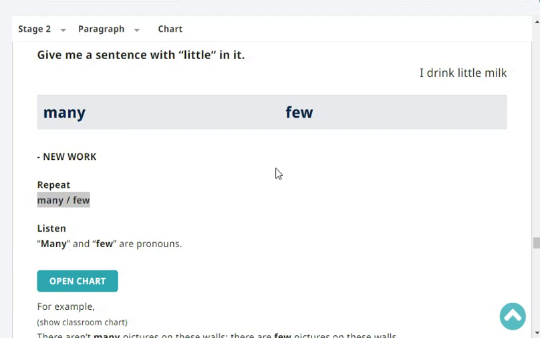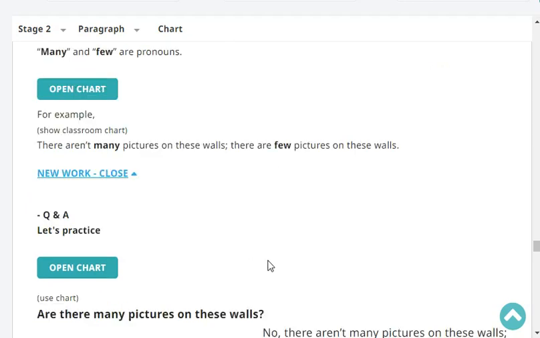Okay, listen. There are many pictures. Okay, we can say there aren't many pictures on these walls. There are few pictures on this wall because there's only two.